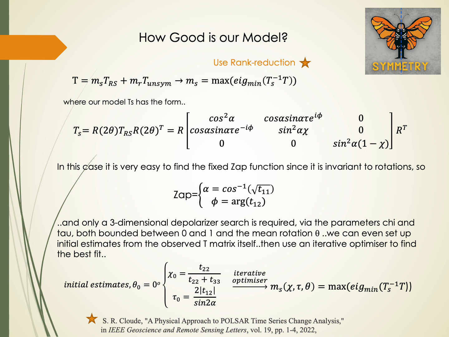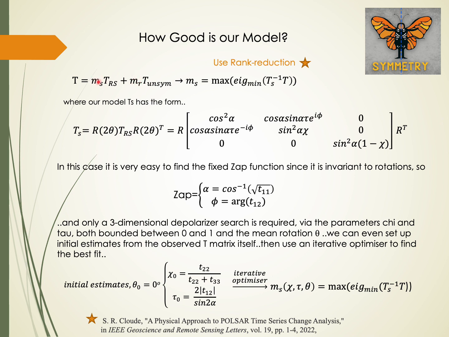So how do we measure how good our model assumption is? Well, thankfully there is a machinery for helping us, and that's the process of what's called rank reduction. And this is how it works. We have a sample matrix T, and we say that that's going to be equal to the sum of two components. Our model, which is a reflection symmetric model with some coefficient MS, and a remainder, which does not fit our model. Let's call it unsymmetric, with a coefficient MR.